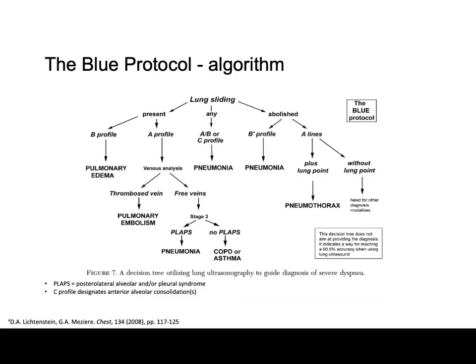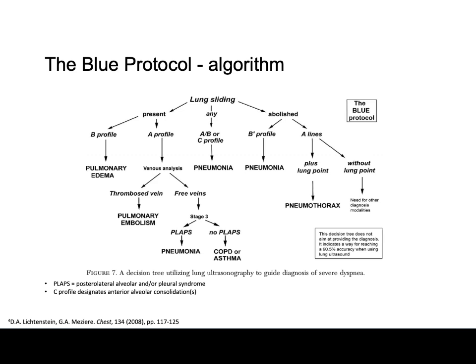To briefly review the BLUE protocol algorithm, it begins by evaluating for lung sliding. If lung sliding is present and the patient has a B profile, they likely have pulmonary edema, though this does not differentiate between cardiogenic or non-cardiogenic. If the patient has an A profile, then differential diagnoses to consider are pulmonary embolism, pneumonia, or COPD or asthma exacerbation. This can be further delineated by evaluating for the presence of DVTs, or what is not included in this algorithm, but I would advocate for, would be a full cardiac ultrasound as well to evaluate for any signs of right heart strain.